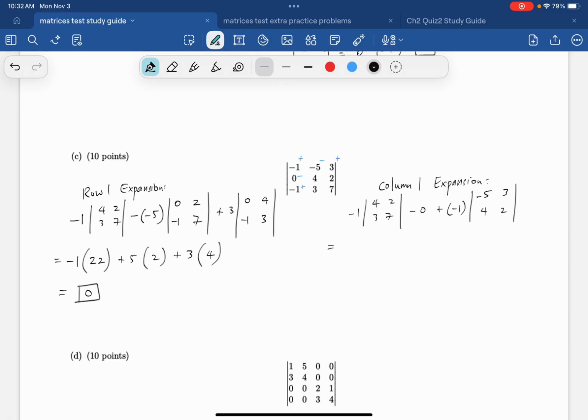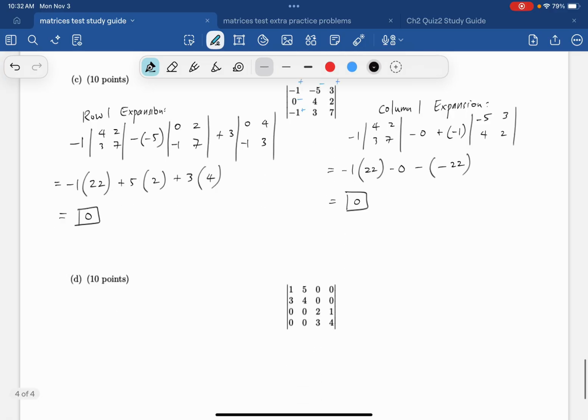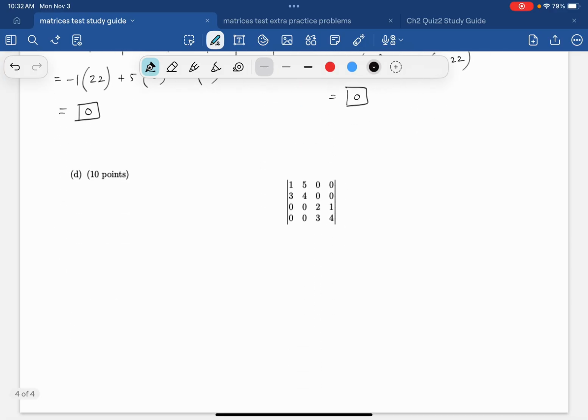So that gives us negative 1 times 28 minus 6, again, 22, minus 0, minus negative 10 minus 22. It's negative 22. Right? Yeah. So that's negative 22 plus 22, which is 0. All right. Let me check this using my computer. Looks good. 0. Okay, final question. I have a 4 by 4 determinant.